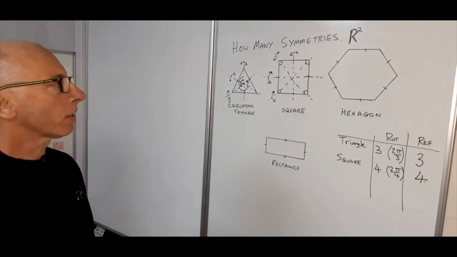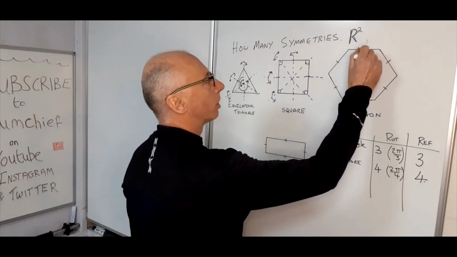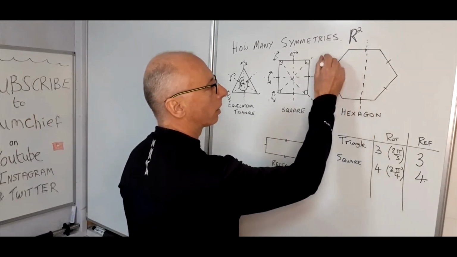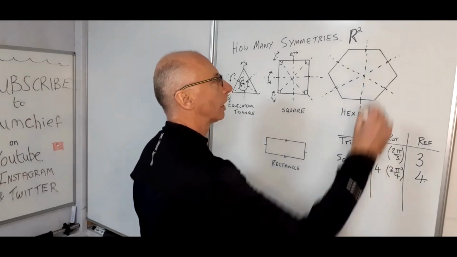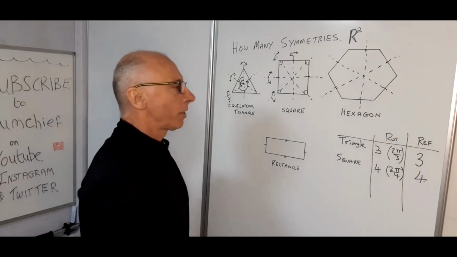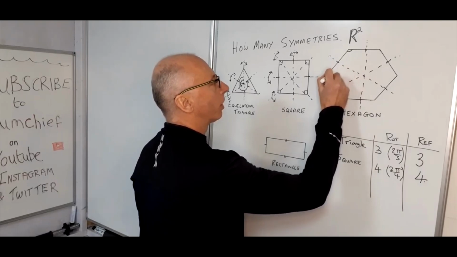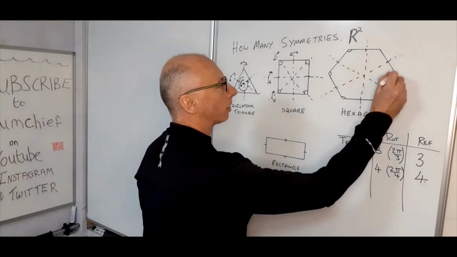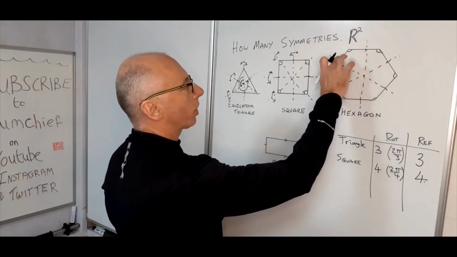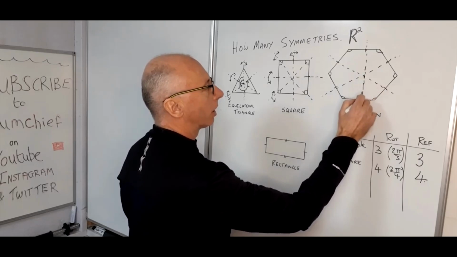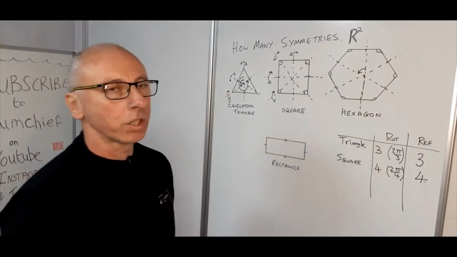Okay, now what about the hexagon? A lot more tricky now, we've got 6 sides. So let's draw lines through here, so we find the centre of the hexagon. Now for our rotations, we're going to go through each one of these angles. To get this side to here, we just have to turn it to here. We're going to turn through this amount, so that's 1 rotation.